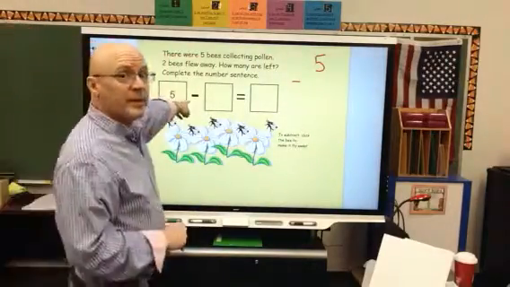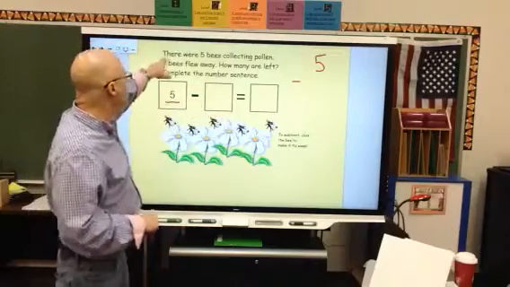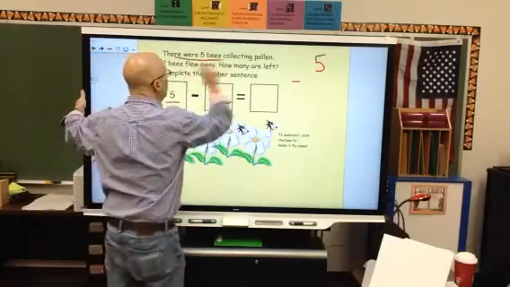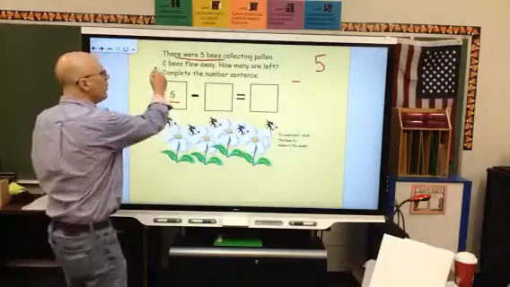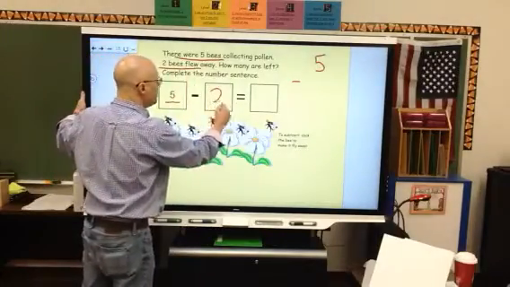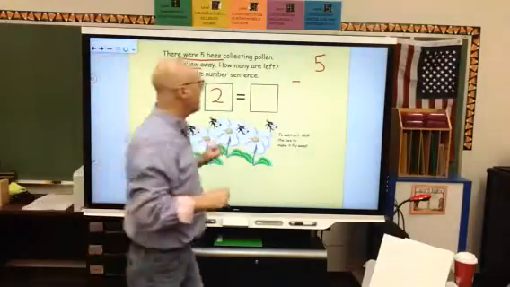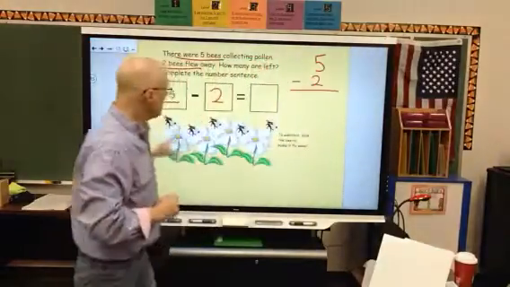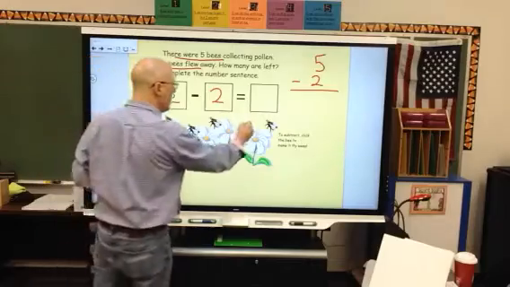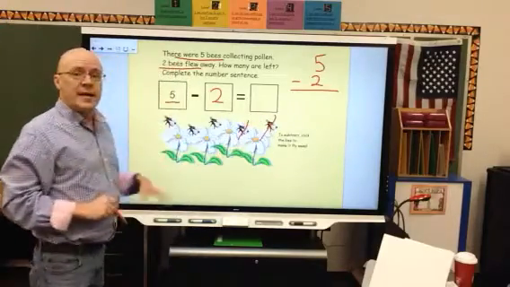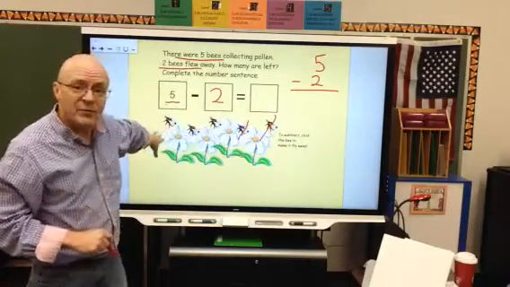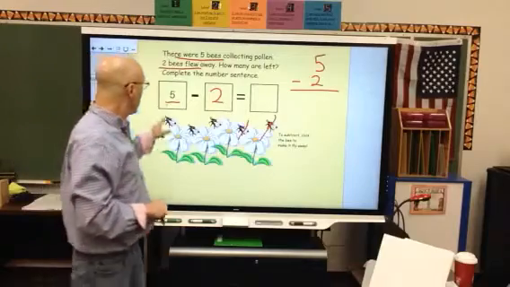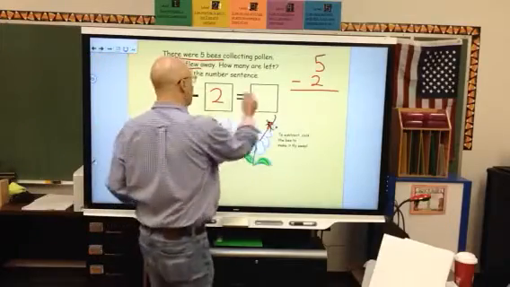Now, the next number is how many you're taking away. So, we had 5 bees, and 2 flew away. So we took away 2, didn't we? And over here, we took away 2, right? So we start with 5 bees, and we take away 2. Now the difference is what's left over, right? 1, 2, 3. We've got 3 left over.